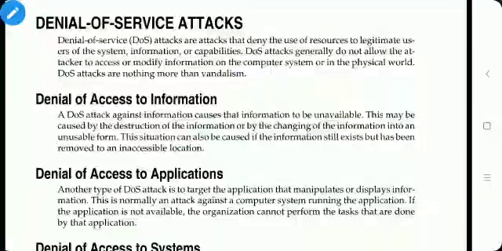Dear students, in the last lecture we have seen modification attacks. Today we will see denial of service attacks. So denial of service attacks means the attacks that deny the use of the resources to the legitimate users. The resources may be information, it may be computer system, or it may be applications which run on the computer, or it may be a communication system. So these DOS attacks deny the use of these resources to the user.